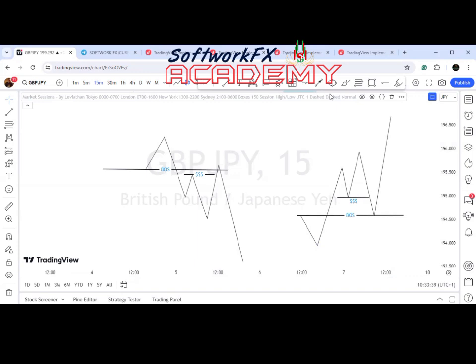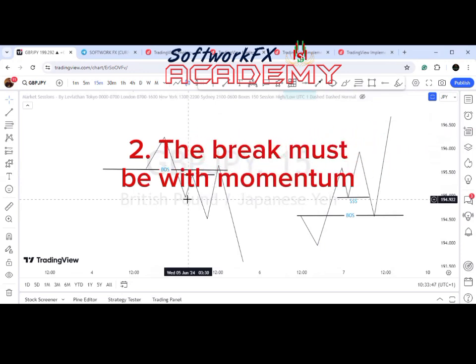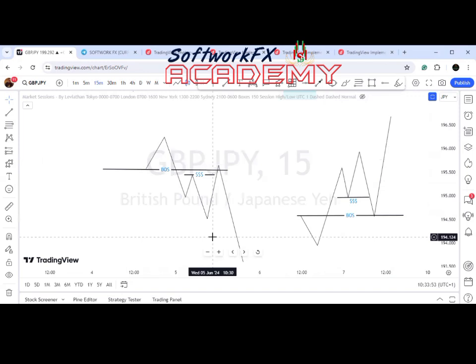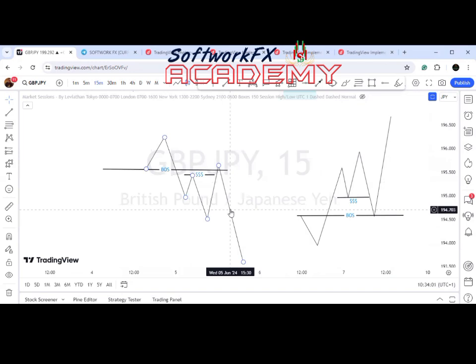That's number one. The number 2 point is the zone must be broken with momentum, with a very strong impulse or push, such that price goes far from the area that got broken. While breaking it, there must be momentum.